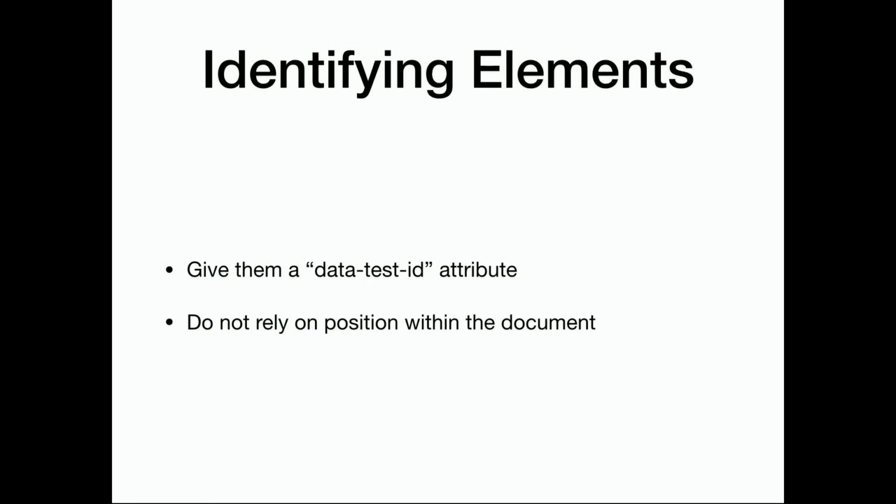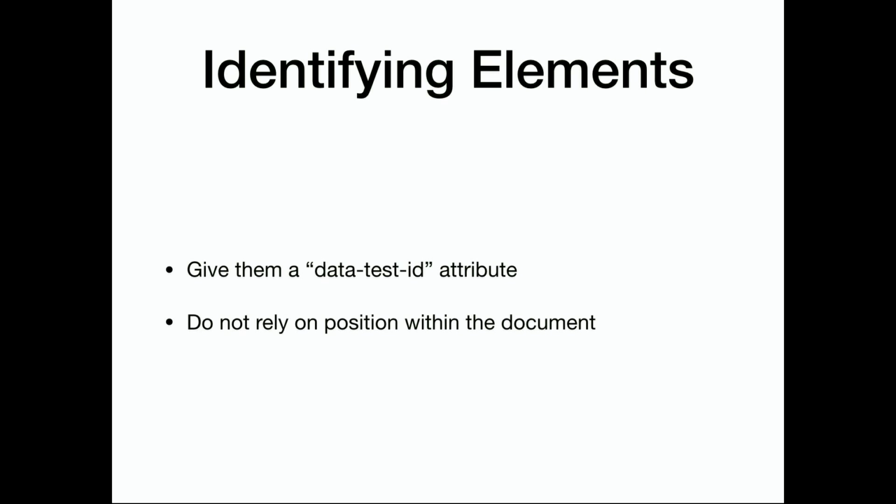So my recommendation is give every element that your test interacts with a data-test-id attribute. And that way you're not relying on the position of these elements in the document. You're not relying on what text is in that button. And the other thing that's really good about this is it means that when you're editing the code, you can instantly see which elements are interacted with by a test.